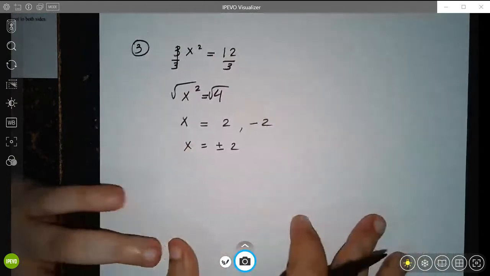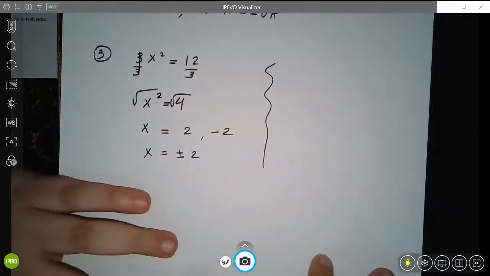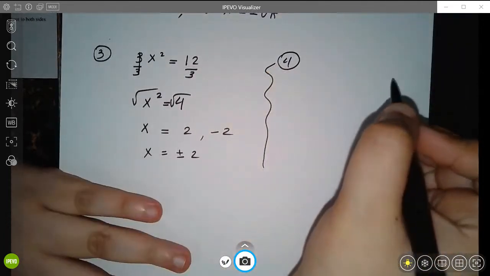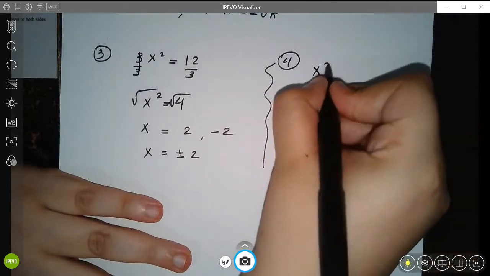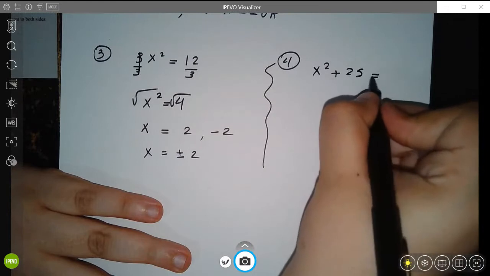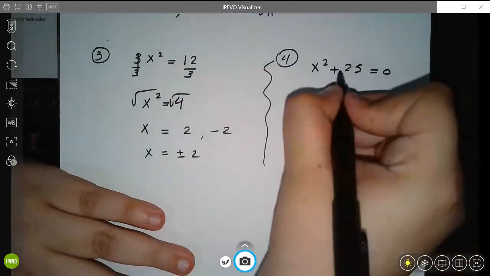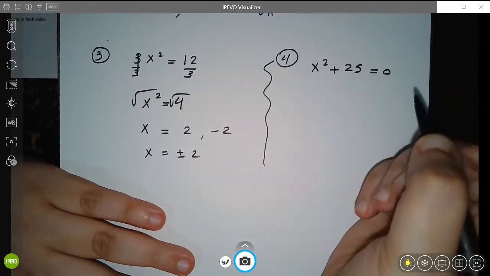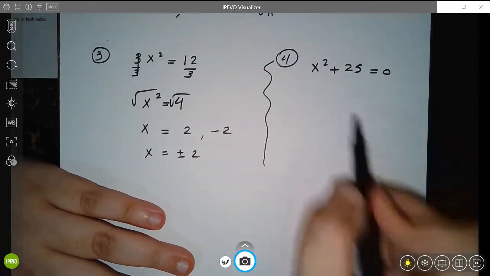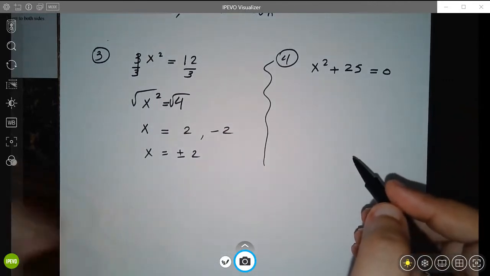Okay. Let me give you another example. I'll do it here. This is number 4. So you have x squared plus 25 equals 0. Now this is a fun one. I want to see if you guys can spot it. There's an issue here. Can you tell me what it is? I'll give you 1 minute to do that.